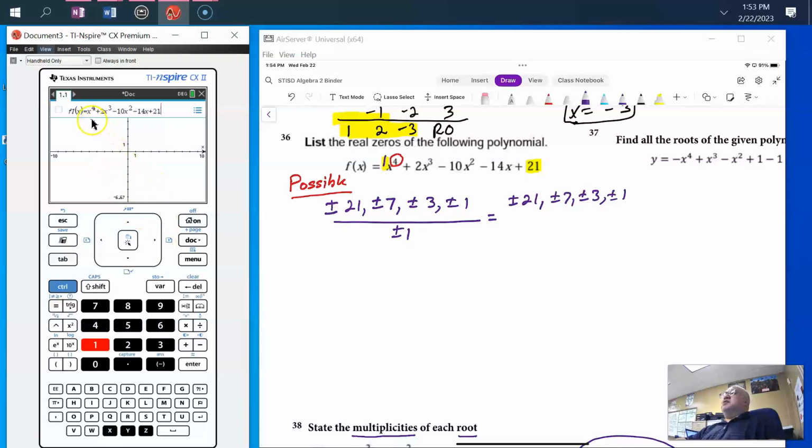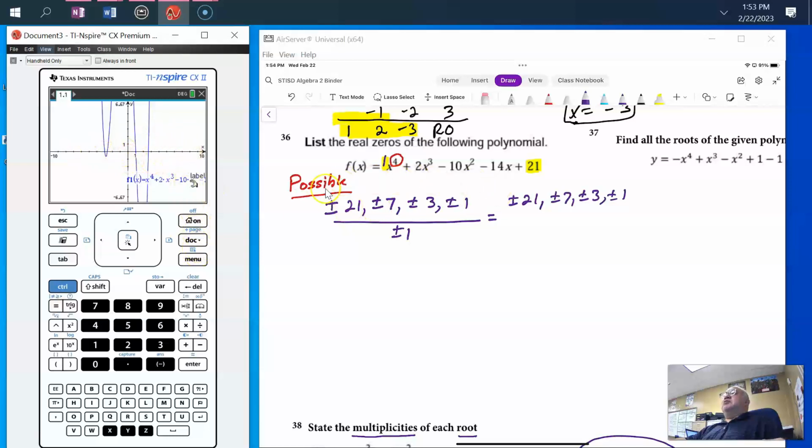So always double check, because I always make errors. x to the 4th, 2x cubed minus 10x squared minus 14x plus 21. Press enter. I have 1, 2, 3, 4. I got lucky. Why do I say I got lucky? Because all my roots are here.